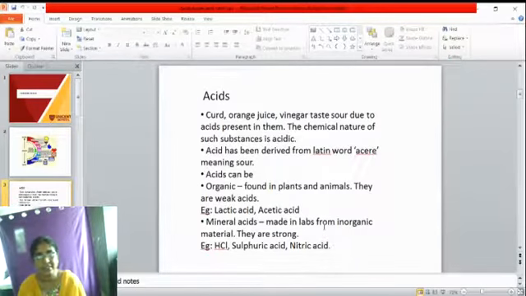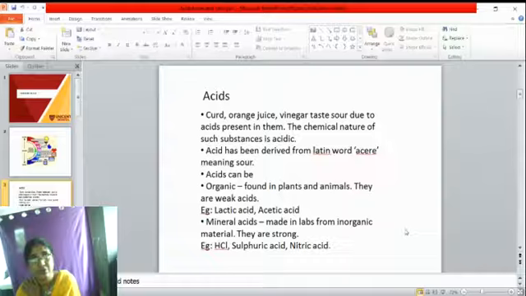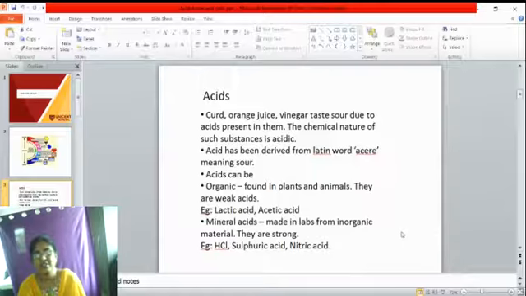Now, coming to acids. How can we define acids? For example, if I give you curd, orange or vinegar to taste, or otherwise, you can taste tamarind also. How do you feel? They are somewhat sour in taste, right? So these substances which give that sour taste are acidic substances. Acid has been derived from a Latin word acria, meaning sour.